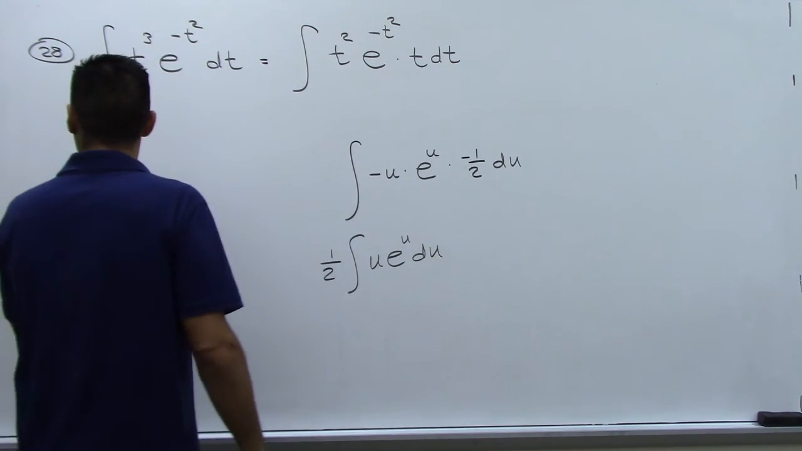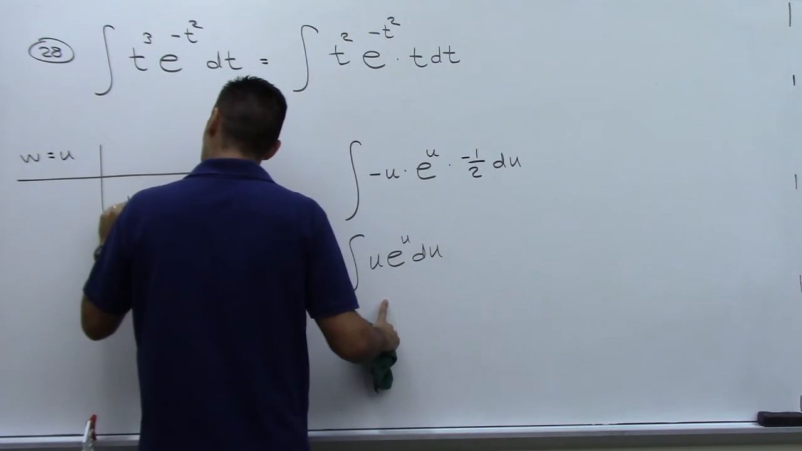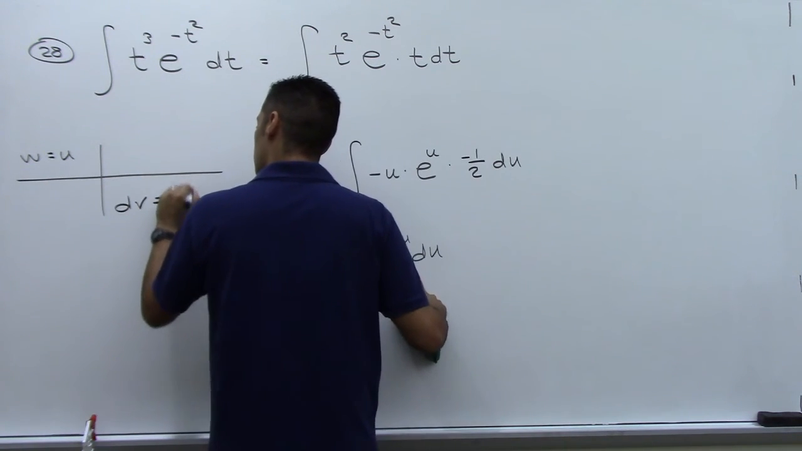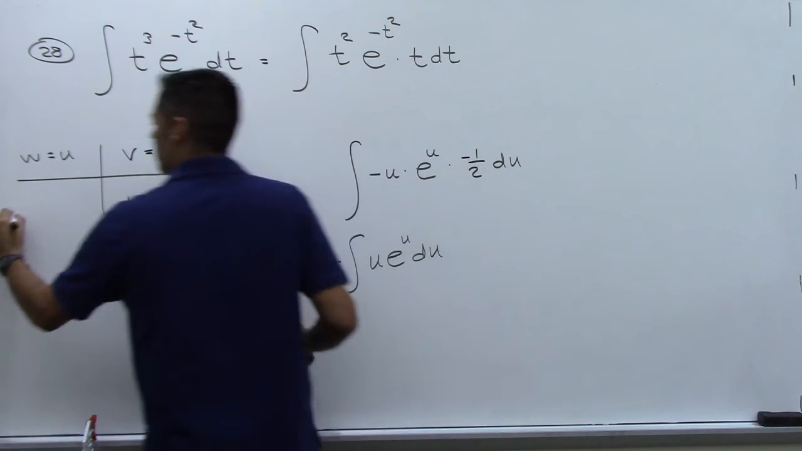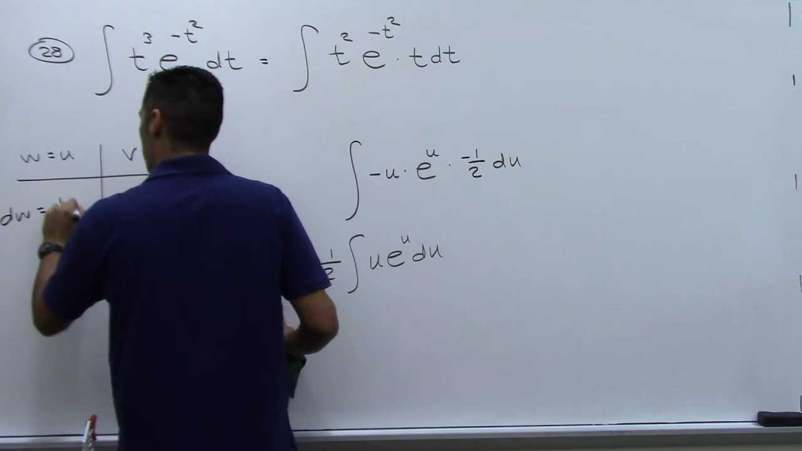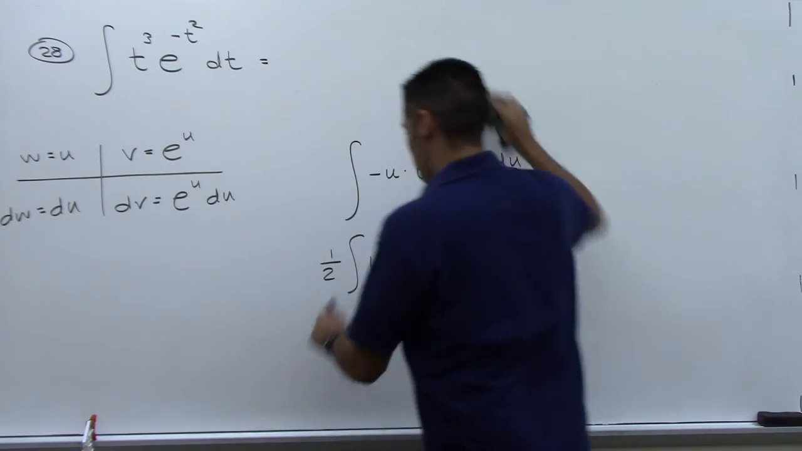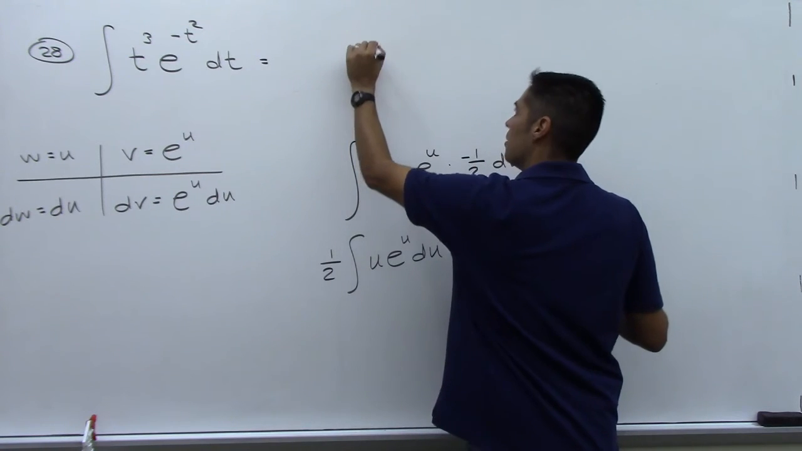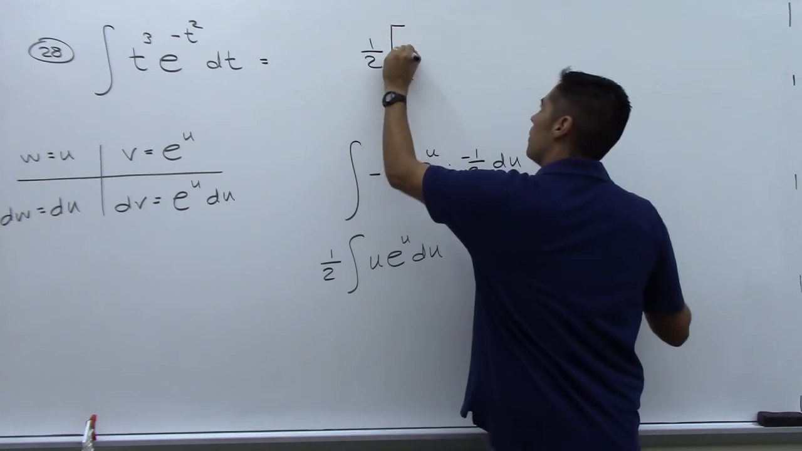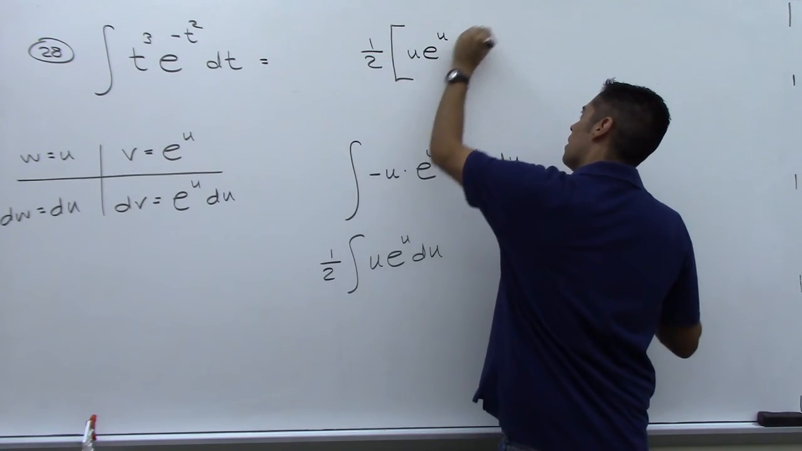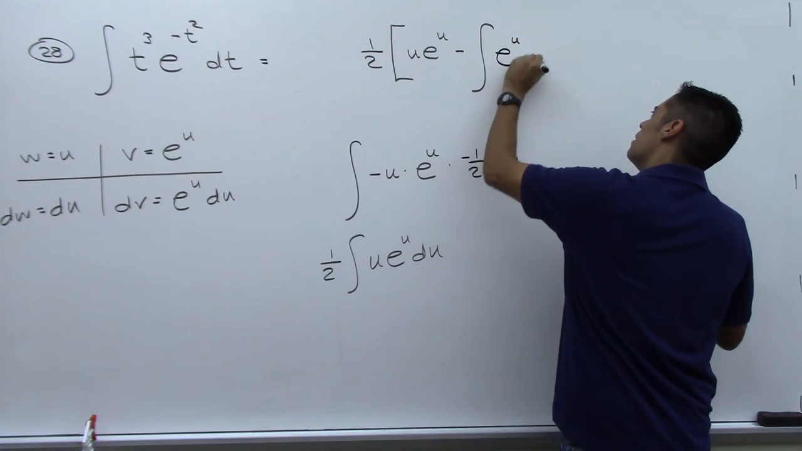So here we go. Can't use u, so I'm going to use w again. I'm going to let w be the u. That means dv is going to be the e to the u du. That means v is e to the u. dw is du. So this integral I'm going to rewrite up here. This integral becomes 1/2, then integration by parts, ultraviolet, u e to the u, minus integral here, e to the u du.